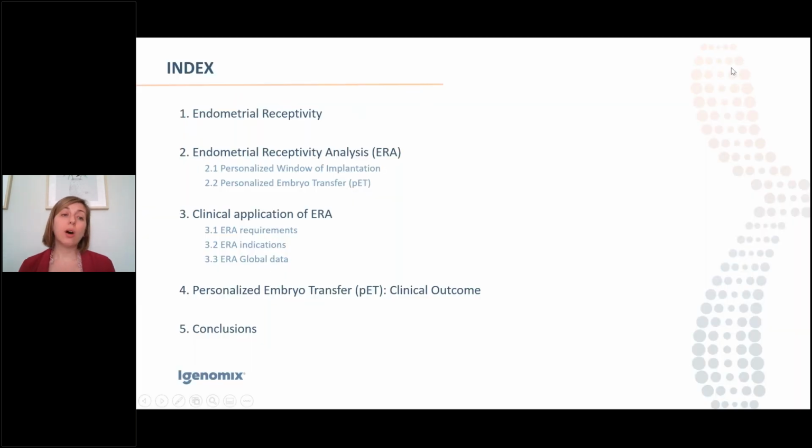This is the summary of what we are going to see today. First of all, I will briefly review the endometrial receptivity concept. Then we go through the endometrial receptivity analysis, the ERA test itself, by analyzing the meaning of personalizing the window of implantation and how we personalize the embryo transfer. Then we will see the clinical application of the ERA test by checking three main points: ERA requirements, ERA indications, and ERA global data obtained during these 10 years in which we have been applying ERA at clinical level. At the end, I want to show you the personalized embryo transfer outcome obtained at different levels in different publications, and finalizing, we will see the conclusions.